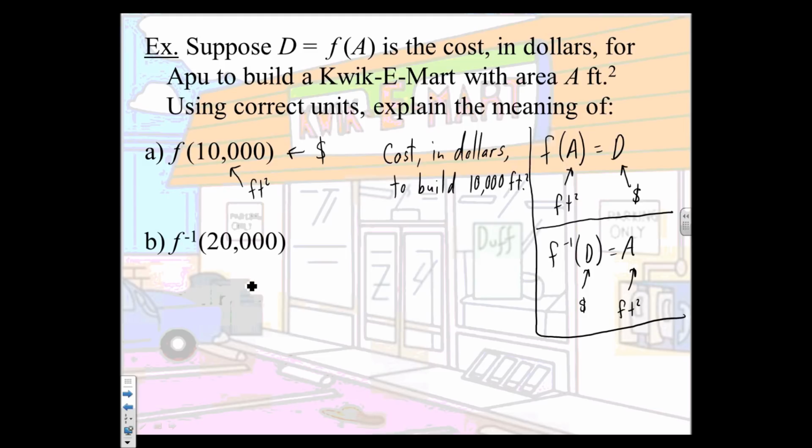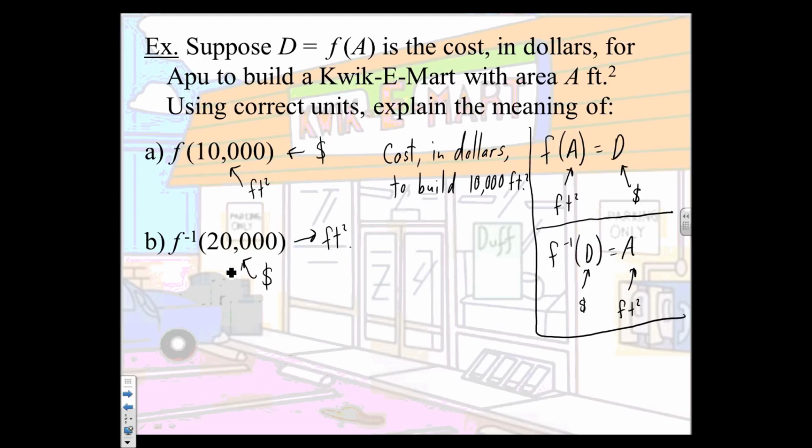And then F inverse of 20,000. Again, now we're talking about F inverse. So now this 20,000 is a number being plugged into F inverse. Well, D is what we plug into F inverse. So this 20,000 would represent a dollar amount. And the result of plugging in that 20,000, well, F inverse, when we plug in a number, the result is square feet.